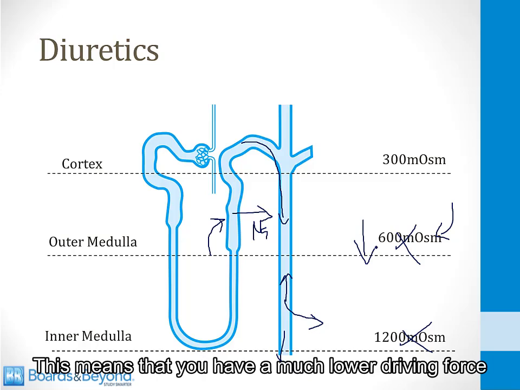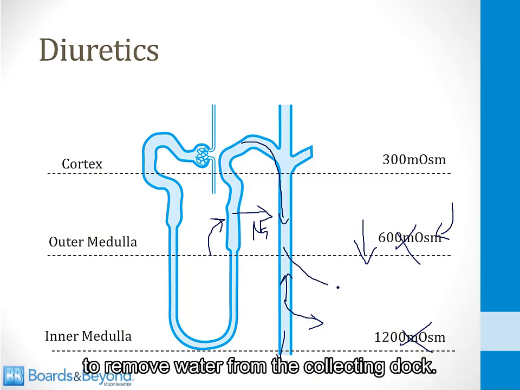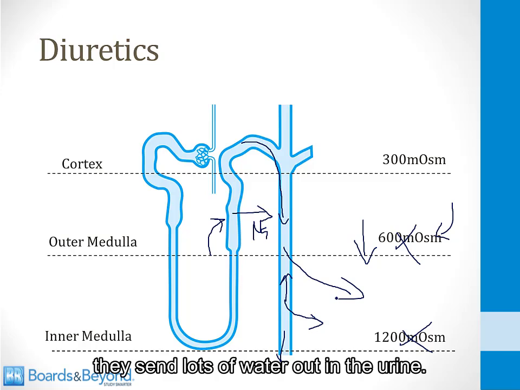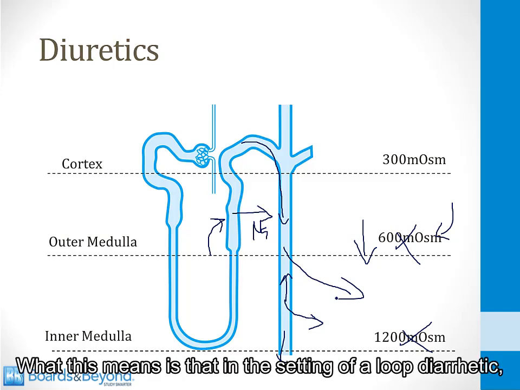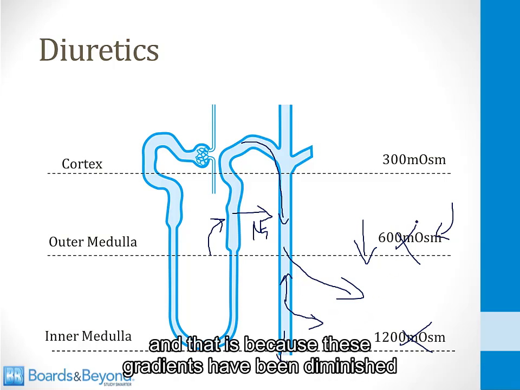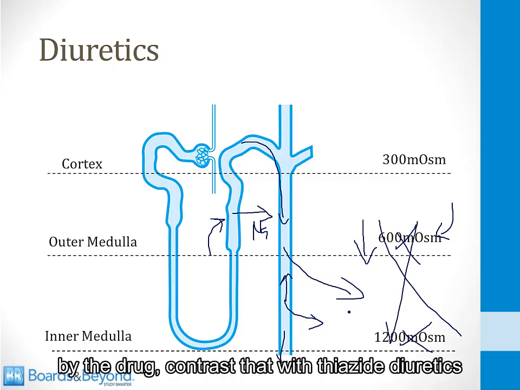This means that you have a much lower driving force to remove water from the collecting duct, and this is why loop diuretics are such powerful diuretics. They send lots of water out in the urine. What this means is that in the setting of a loop diuretic, it's very hard to reabsorb too much water and become hyponatremic, and that is because these gradients have been diminished by the drug.